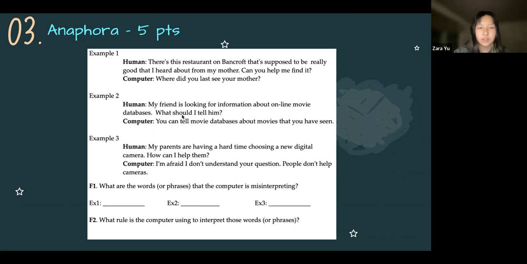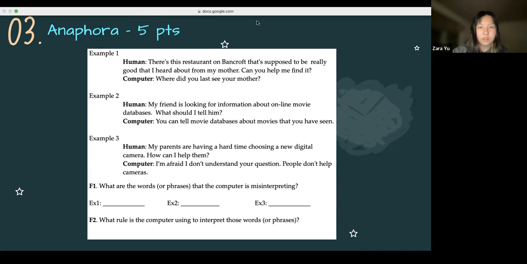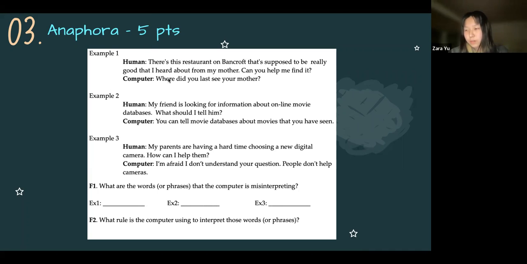So based on this, you have to find out what are the words or phrases that the computer is misinterpreting for each example, and what rule is the computer using to interpret these words or phrases. Because we don't have too much time, I'm not going to open the breakout rooms and you guys just have 5 minutes to do these. So at 6:20, I'll go over the answers and then that'll just wrap up this week's workshop. Okay, so you guys can just start now. I'll leave this up. The problem is just here already.